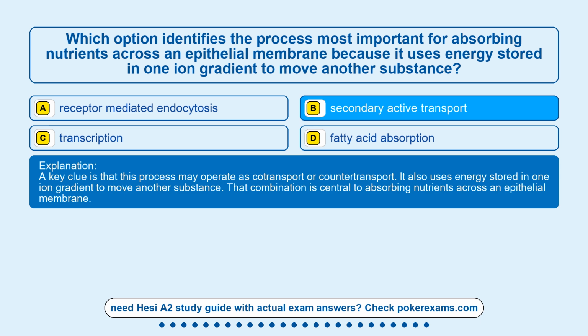A key clue is that this process may operate as cotransport or countertransport. It also uses energy stored in one ion gradient to move another substance. That combination is central to absorbing nutrients across an epithelial membrane.